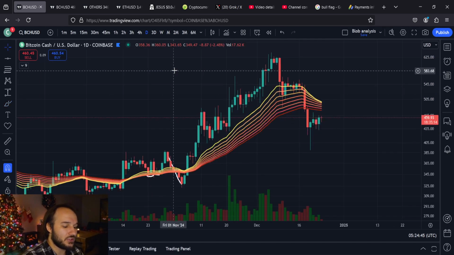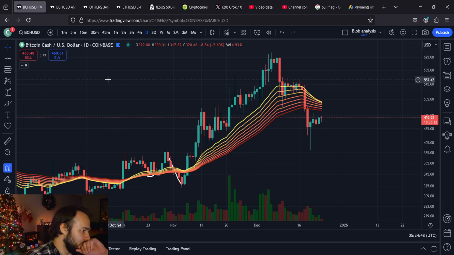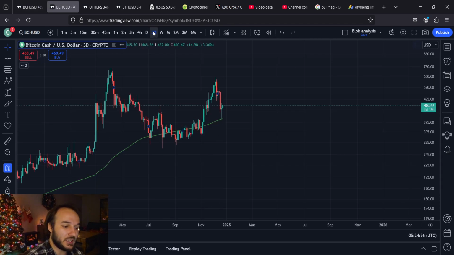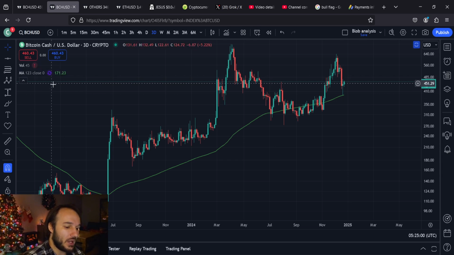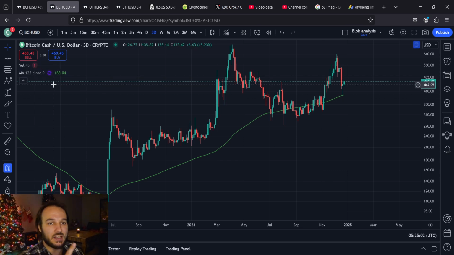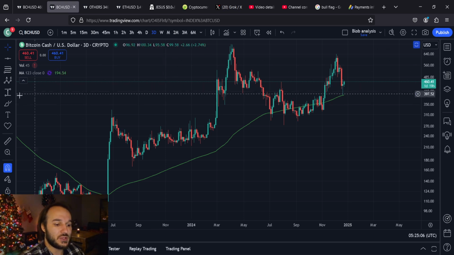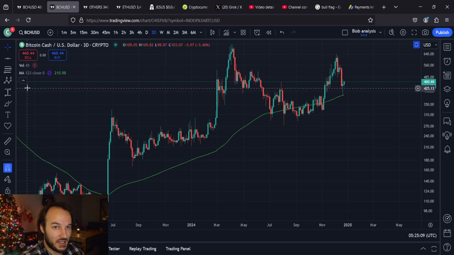Here's something that I thought was interesting. I don't know how real this is. I think that this might just be something we can chalk up to a coincidence, but I thought this was interesting. I'm looking at the 3-day chart here, and you can see the 3-day chart, the green line, the 123. What I think is interesting about the 3-day chart, right? On a daily aspect, it's 123 days. On the 3-day chart, it's 366 days, which is actually a full year, right?